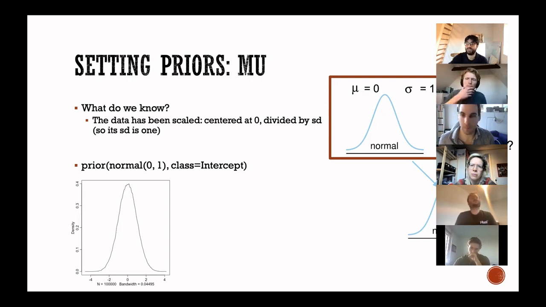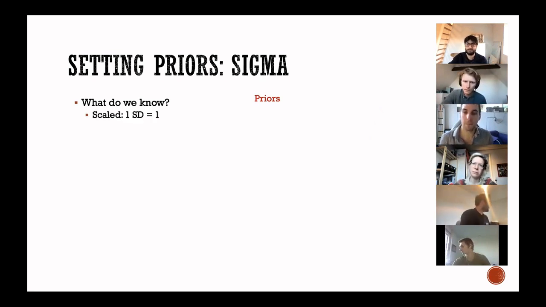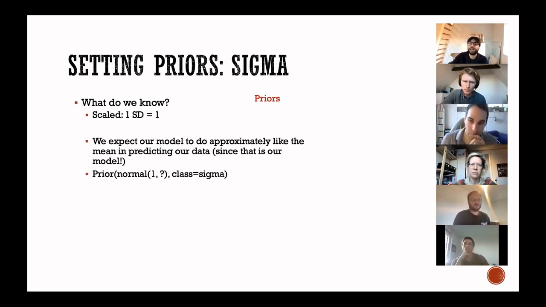And the standard deviation, as we see in the next slide, might have a prior that has a mean and a standard deviation. How do we set the prior for sigma, right? Again, rescaling the data made things very easy for us. Right? This data is scaled, which means that one standard deviation, one average error in predicting the data points from the mean is 1. So we expect our model to do approximately like the mean in predicting our data, since that is our model. Like the current model is just the mean, basically.